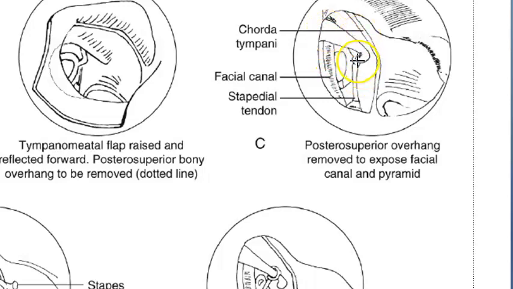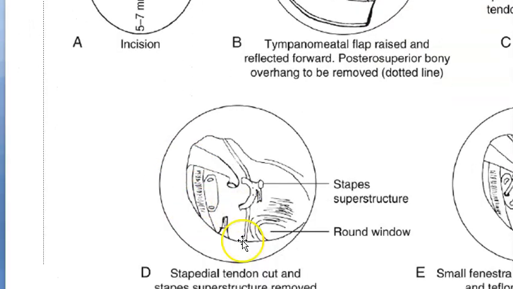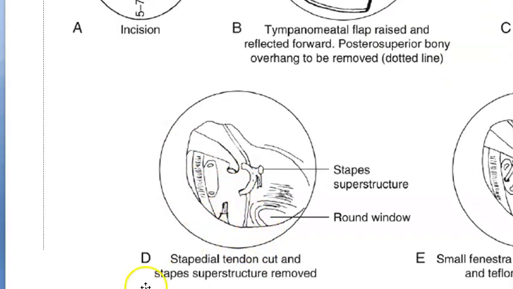Looks like this is your stapedial tendon. This is the pyramid, it looks like. And then here you have the chorda tympani nerve. Here you have the facial canal which has the facial nerve. And then you are able to see the stapes. So what they are going to do now, they are going to cut this stapedial tendon. You can see here they have cut the stapedial tendon.